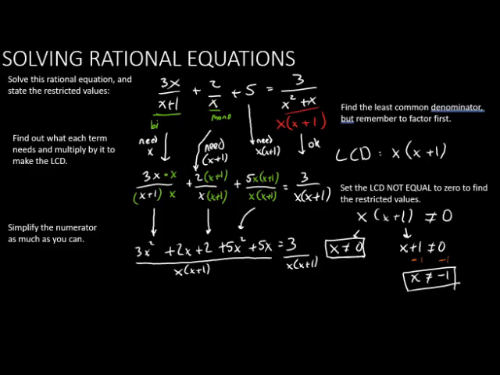Now let's try to combine the numerator terms as much as we can. We have 3x squared and 5x squared, those are both the same power, so it's okay to add them. 3x squared plus 5x squared gives us 8x squared. Then we'll look to the x terms, 2x and 5x. Together, 2x plus 5x makes 7x. Finally, we'll have positive 2, and this will all be over x times x plus 1.